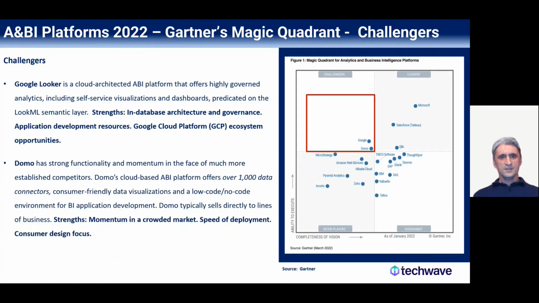The next one, close to Google, is Domo, which has strong functionality and momentum in the face of much more established competitors. Domo's cloud-based API platform offers over 1,000 data connectors, a very consumer-friendly data visualization and low-code, no-code environment for BI application development. Domo typically sells directly to lines of business. Strengths: momentum in a very crowded market, speed of deployment, and consumer design focus.